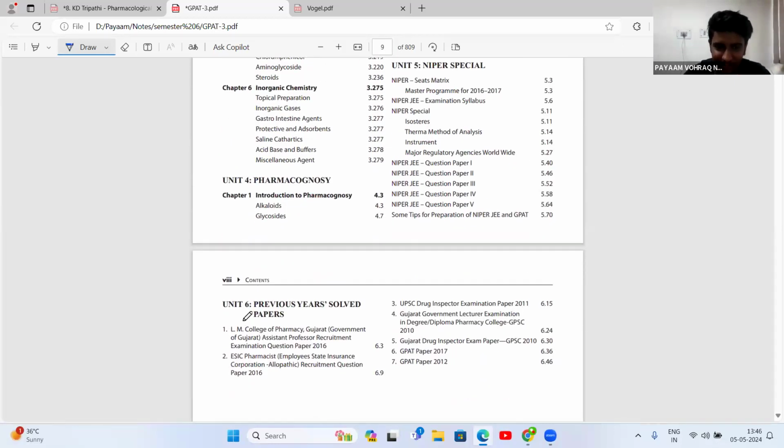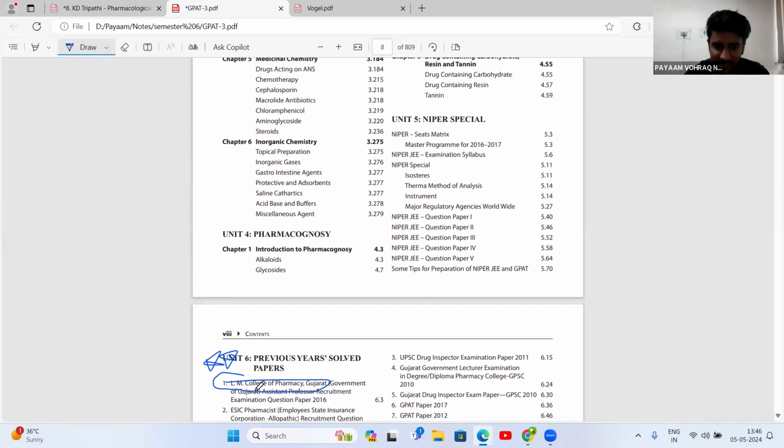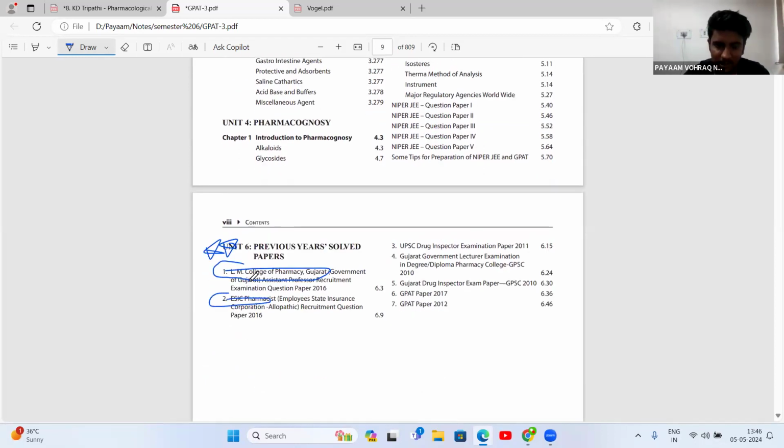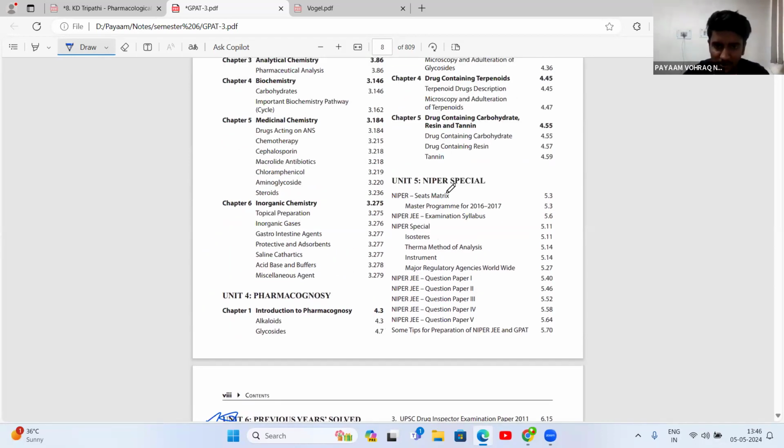And LM College of Pharmacy also has some papers. So go through this. It is a very good institute in Gujarat. So you should go through these papers also. For ESIC pharmacist, Employee State Insurance Corporation, you can go through these papers after you are done with your exam for NIPER preparation. Many times one or two questions come from it as well. So you can go through this paper.